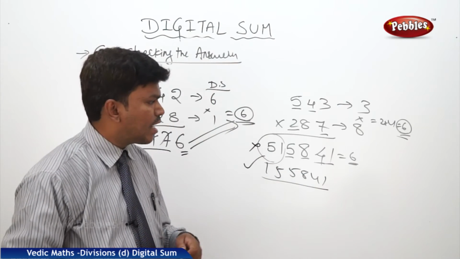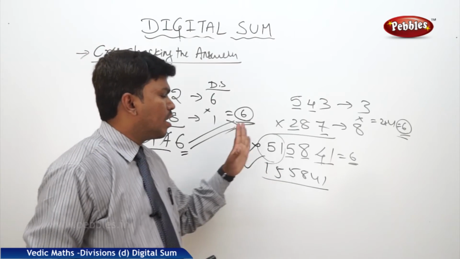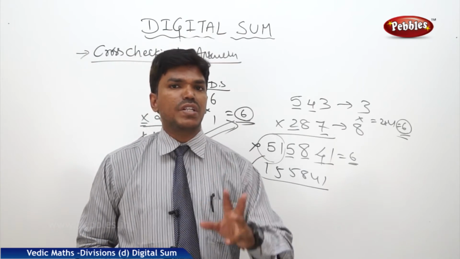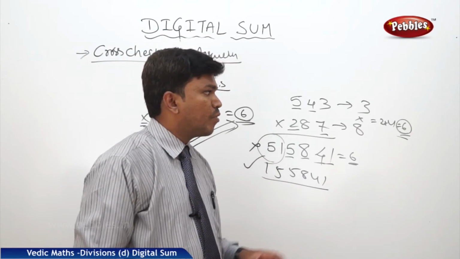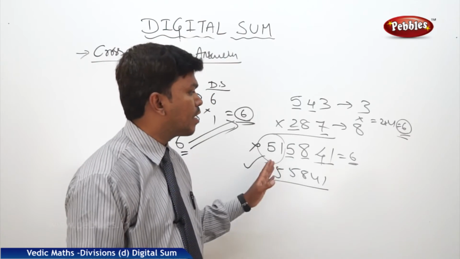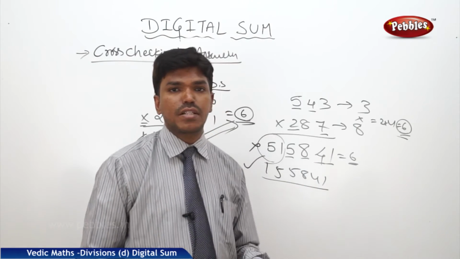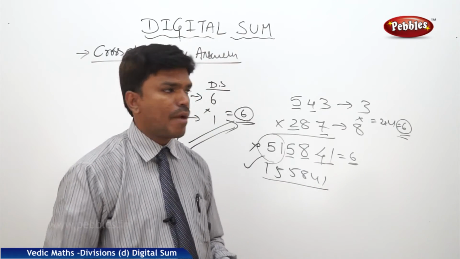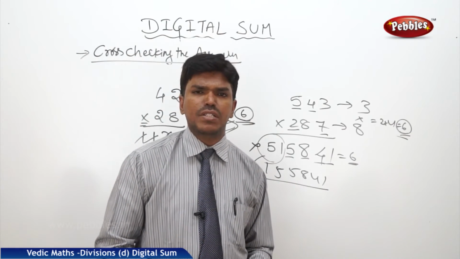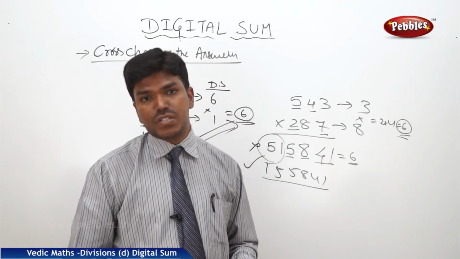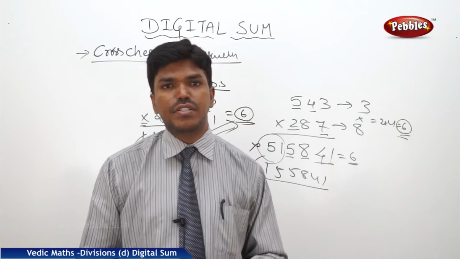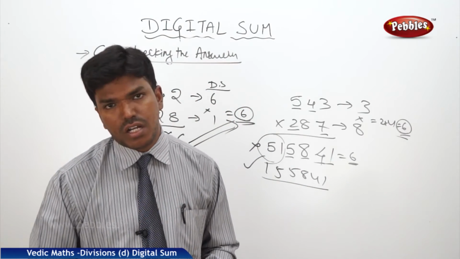That means why I did like this. See, if the answer is getting the same digital sum, I cannot assure you 100% accuracy. But if you are not getting the same digital sum, yes, it is 100% wrong. But if you are getting the same digital sum, maybe, may not be. Sometimes mistakes will happen. So I cannot assure you 100% accuracy every time, but mostly 99% I can say you will get the right answer only. You can get that confidence. Yes, my answer is right, if you are getting the same digital sum in the answer also.